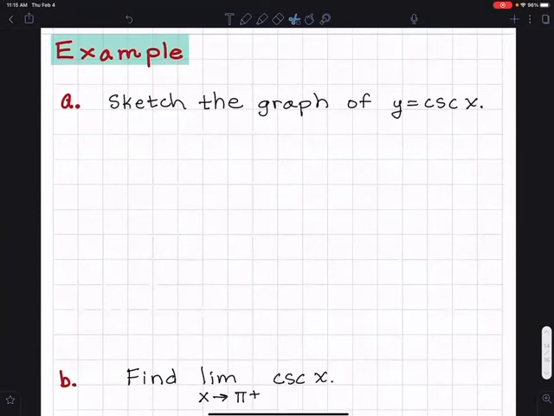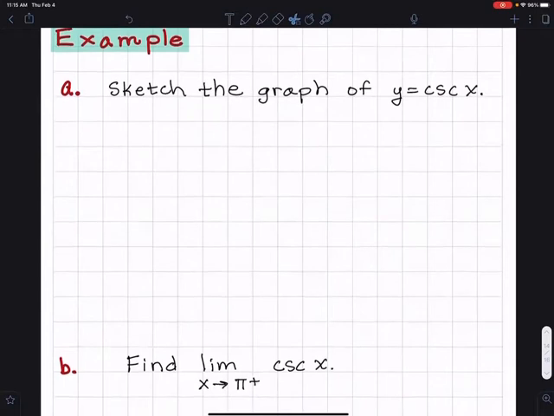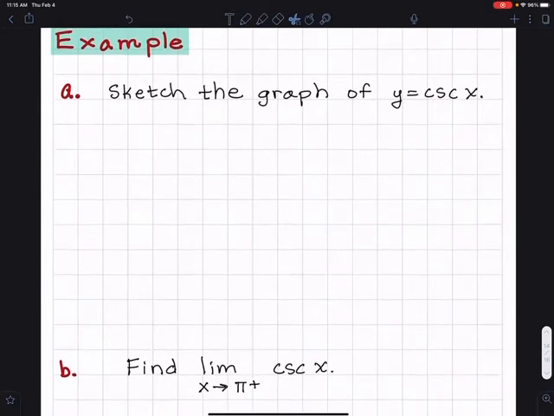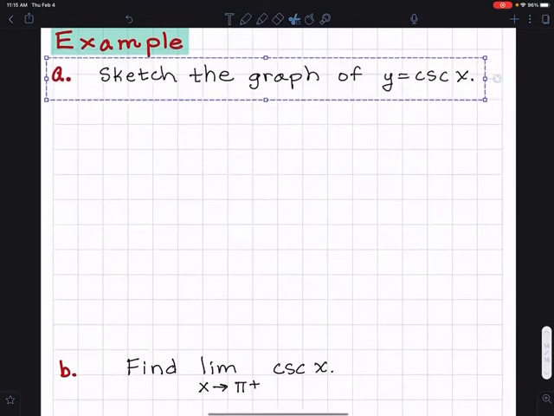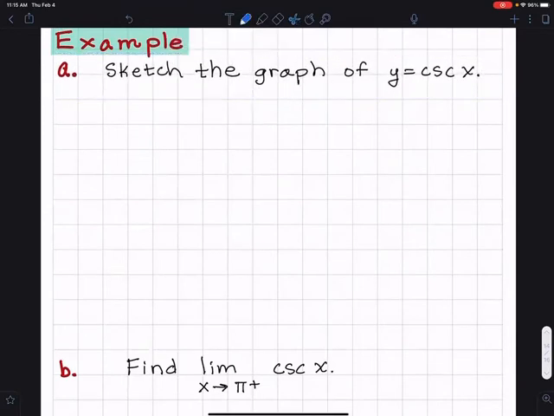Okay, for this example, we're going to sketch the graph of cosecant x and then answer a question about a limit of cosecant x.